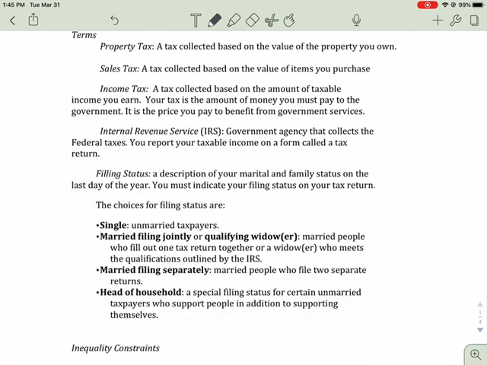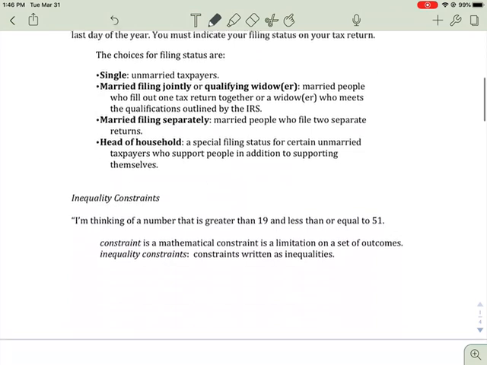Married filing separately, so you can be married, but one person's going to file theirs and the other person's going to file theirs. And you can also be head of household. This is a special filing for people who are not married, but they support people in addition to supporting themselves. So they may be supporting people like older parents, younger siblings, things along those lines.